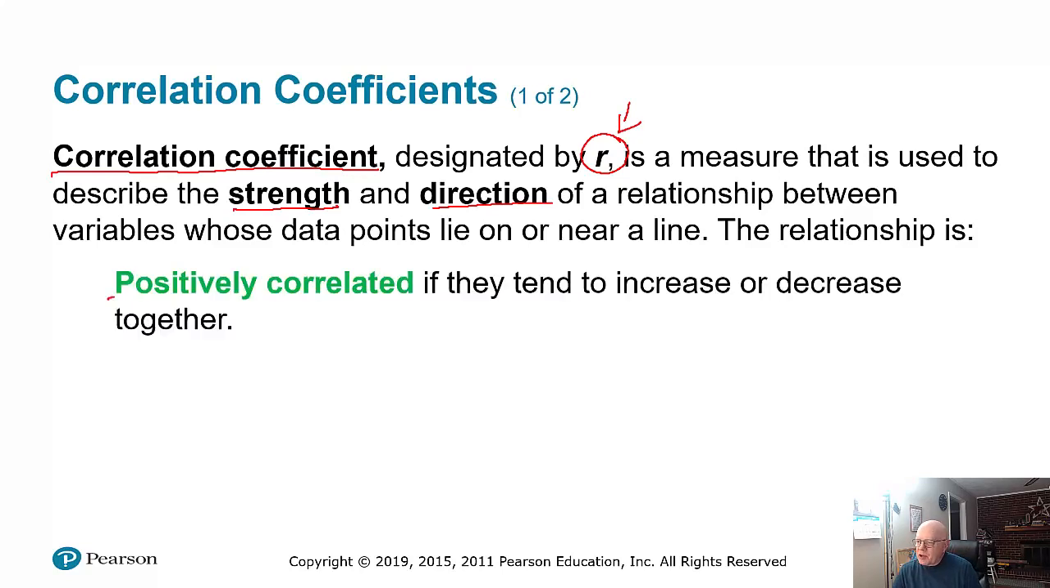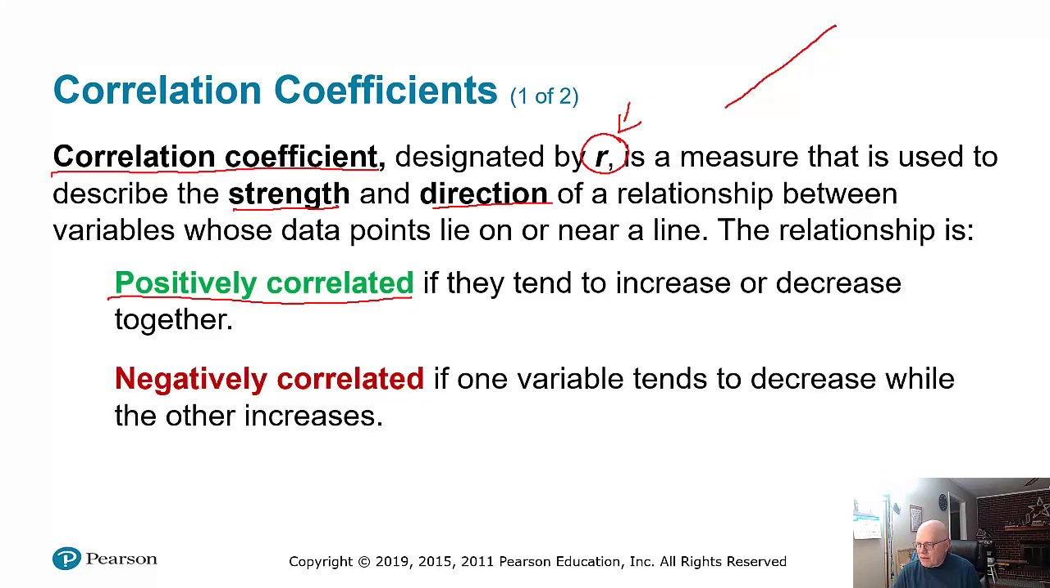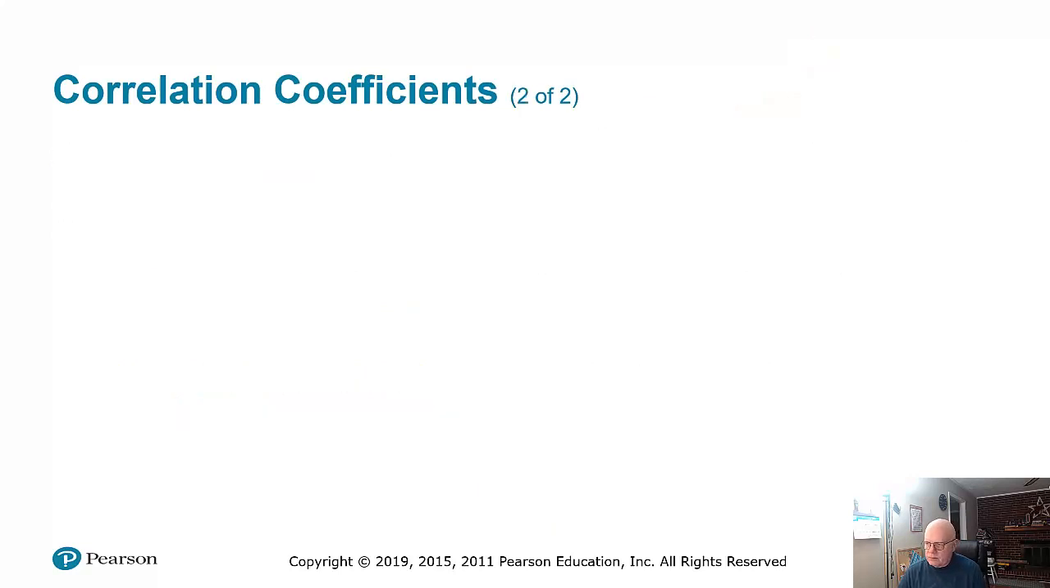They're positively correlated. I made this green, so it's sort of a positive thing. If they tend to increase or decrease together, in other words, are they going up like this? That would be positive correlation. Negative correlation means they tend to go down like this, in general. So, correlation coefficients.